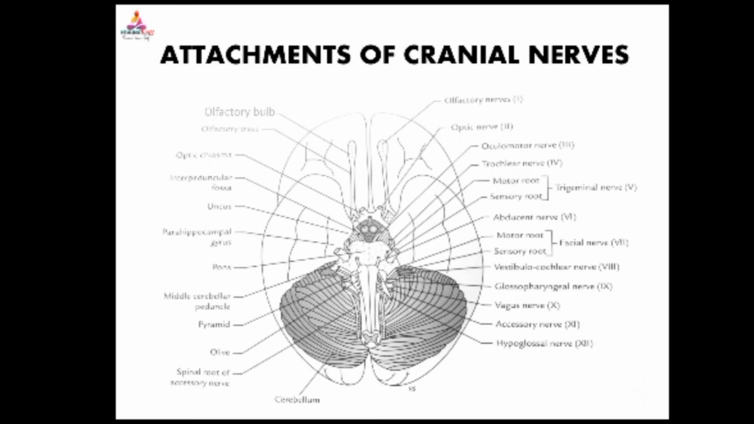Next is the trigeminal nerve. It is the largest of the cranial nerves and is attached to the junction of the pons and middle cerebellar peduncle by two roots, a large lateral sensory root and a small medial motor root. Next is the abducens nerve. It emerges at the inferior border of the pons opposite to the upper end of the pyramid.